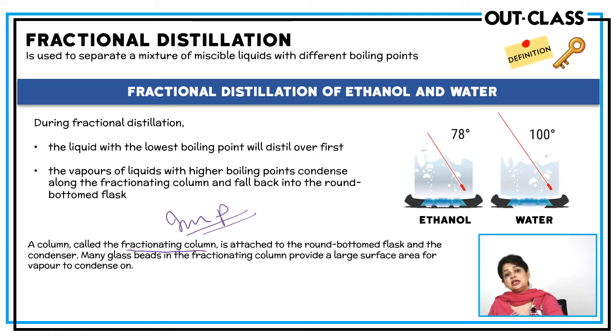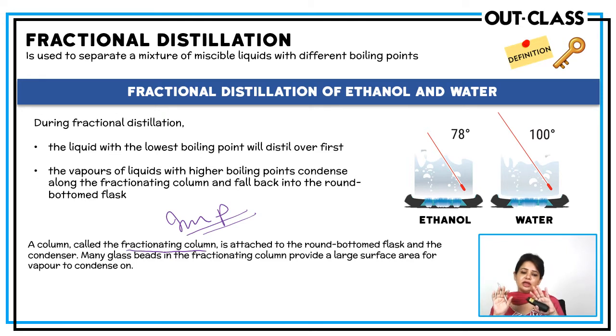Remember, fractional distillation is based on the difference in the boiling points of the liquid. If the miscible liquids have similar boiling points or very near boiling points, they cannot be separated by this technique. So they should have considerable difference in their boiling point in order to be separated by fractional distillation. So why do we fill the fractionating column with glass beads? The glass beads provide condensation surface for those vapors whose boiling point is not reached yet.